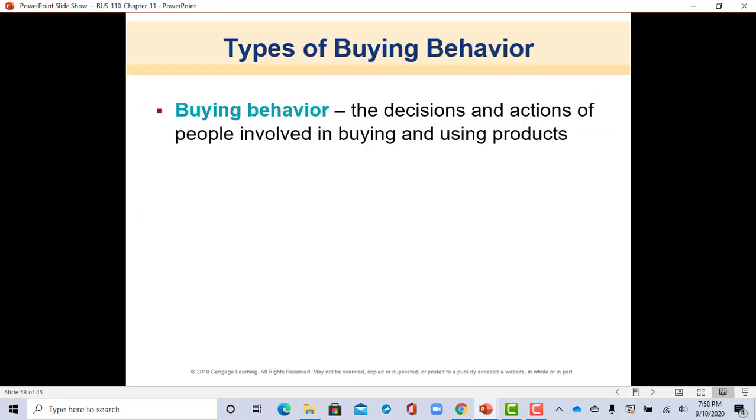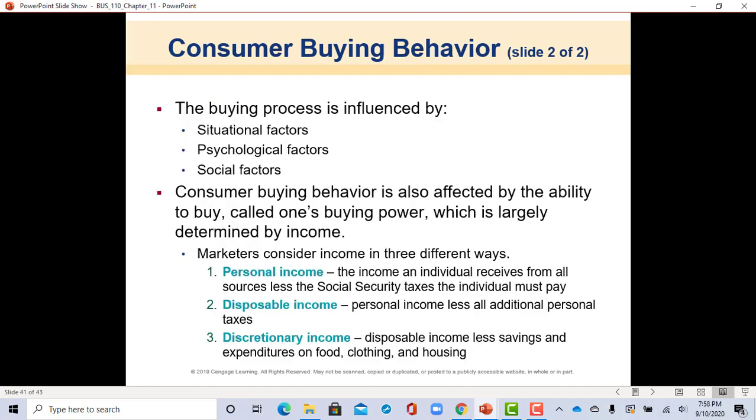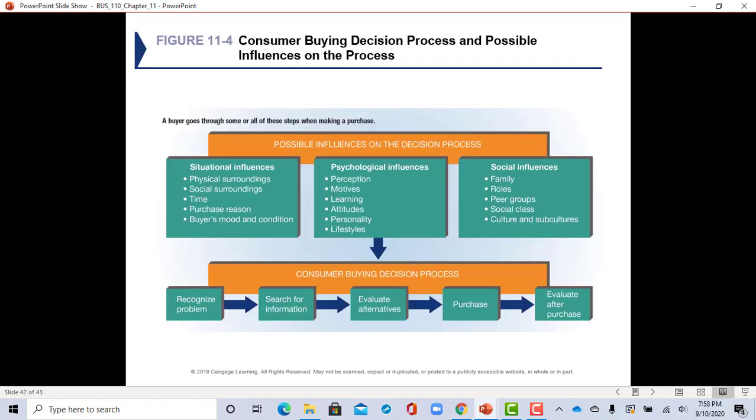Because firms' success depends in large part on buyers' reactions to marketing strategy, it is important to understand buying behavior. Consumers' buyer behavior differs for different types of products. As every taxpayer knows, not all income is available for spending. We've got personal income, disposable income, and one of the most important ones to marketers is discretionary income. The consumer buying decision process and possible influences on the process are identified in this visual.